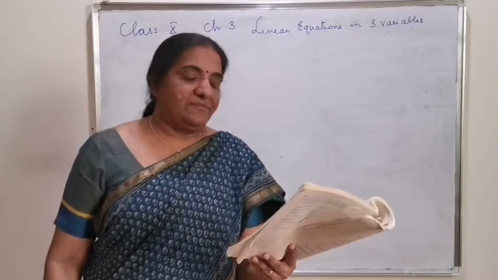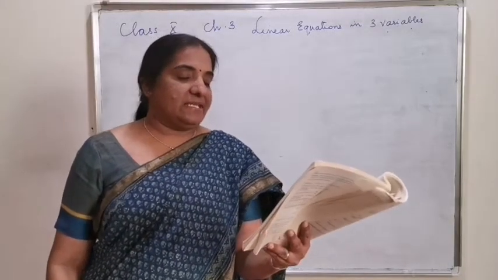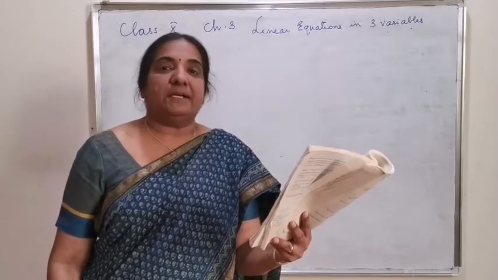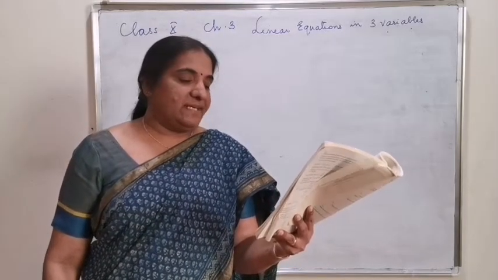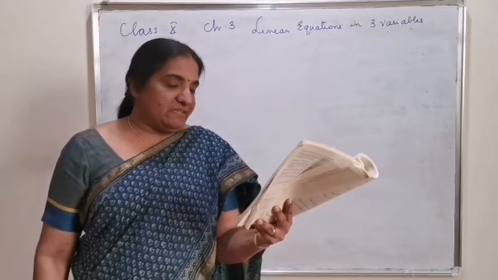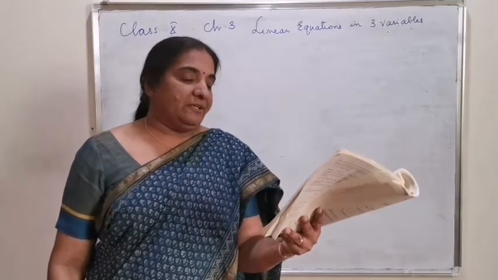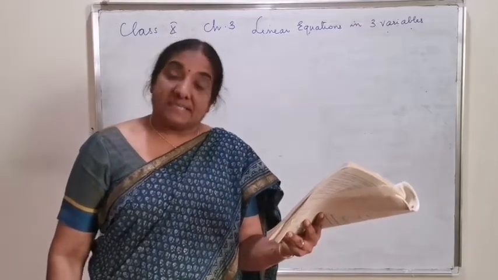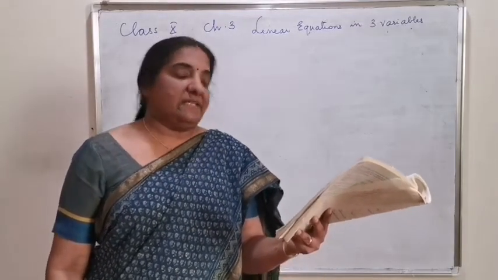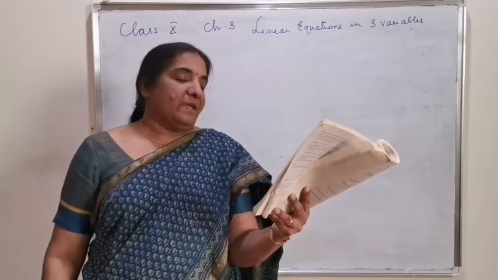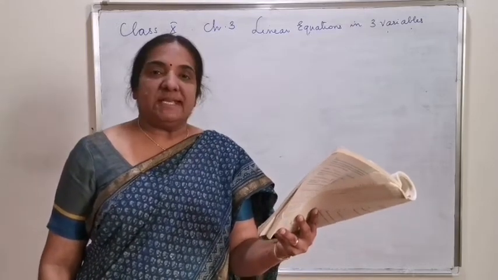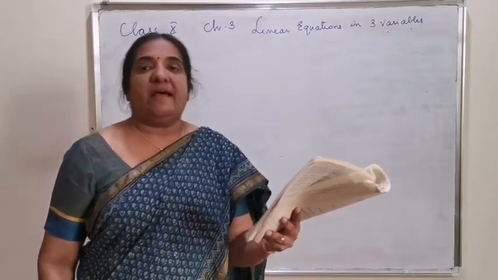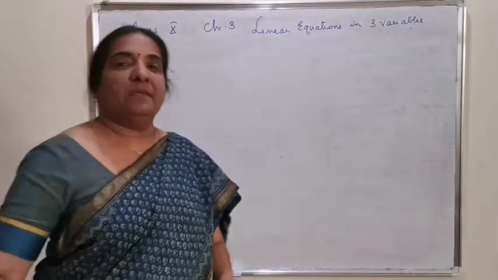Question 2, third subdivision. Ruhi travels 300 km to her home partly by train and partly by bus. She takes 4 hours if she travels 60 km by train and the remaining by bus. But the second combination is if she travels 100 km by train and the remaining by bus, she takes 10 minutes longer. Find the speed of the train and bus separately.